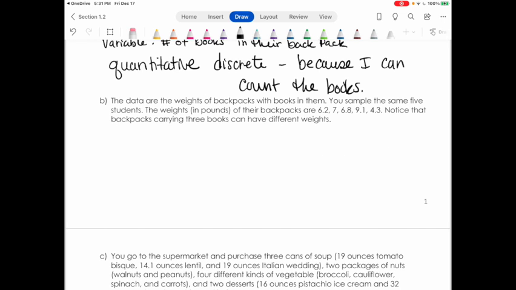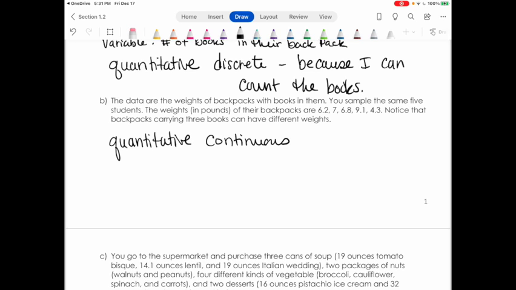Okay, part B says the data are the weights of the backpacks with the books in them. So you sample the same 5 students. If you measure the weight of their backpacks in pounds, we get 6.2, 7, 6.8, 9.1, and 4.3. So now we're taking those same backpacks, and instead of counting the books that are in them, we're weighing them.